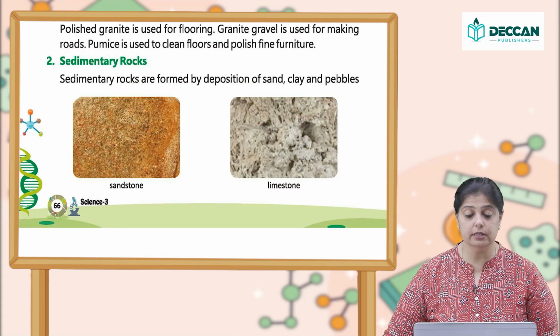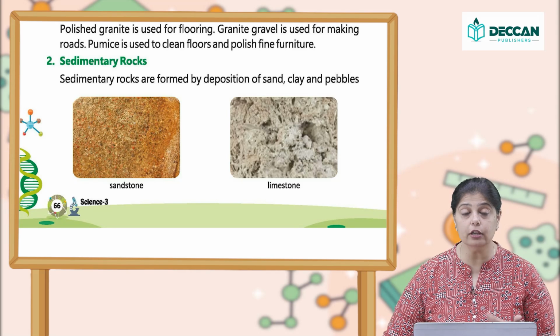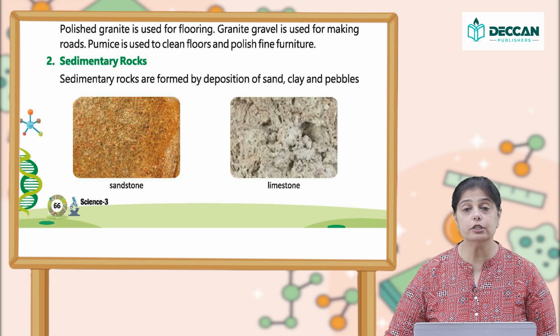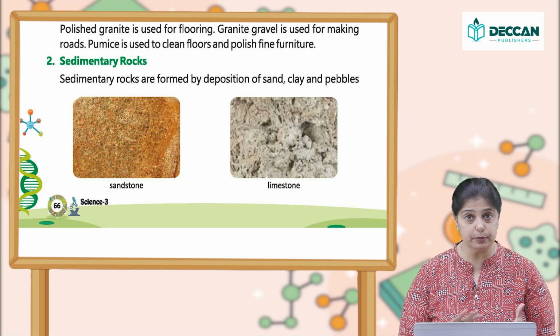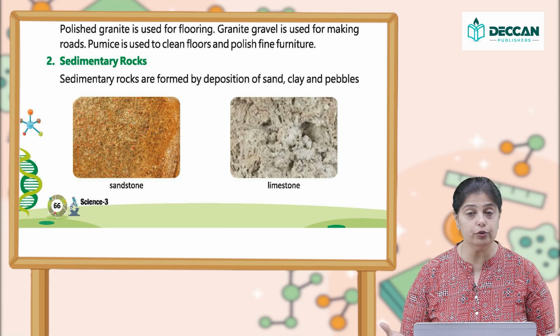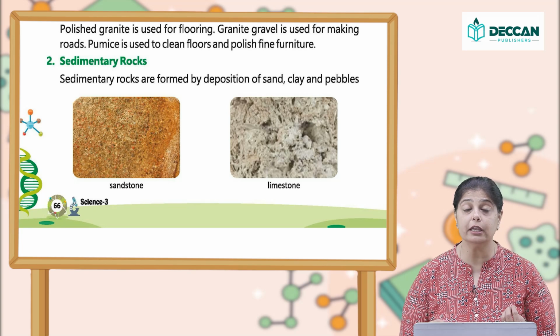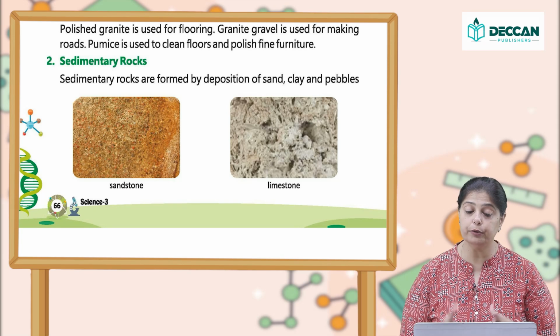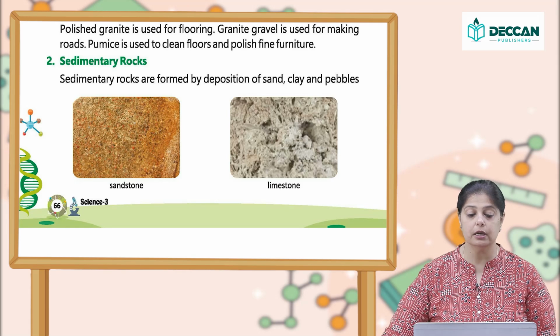Polished granite is used for flooring and granite gravel is used for making roads. Pumice is used to clean floors and polish fine furniture. So granite gets polished and that is what we use for our flooring at home. The granite gravel which is left is used for making roads, and pumice is used to clean floors and also polish the fine furniture items.